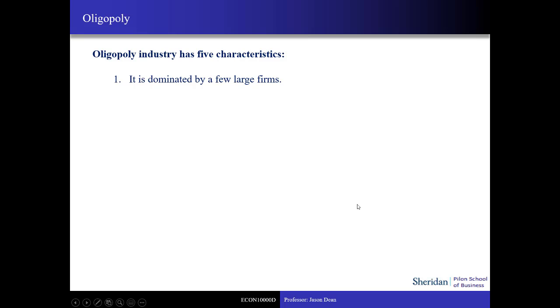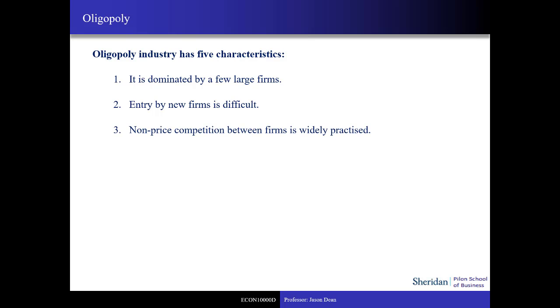Okay, so let's switch over to oligopoly now. There are 5 characteristics of an oligopoly. It's dominated by a few large firms. Entry by new firms is difficult. It's not impossible like in a monopoly, but it's much more difficult. Non-price competition like advertisement would be widely practiced. We'll talk about why they wouldn't want to compete on price in a moment.